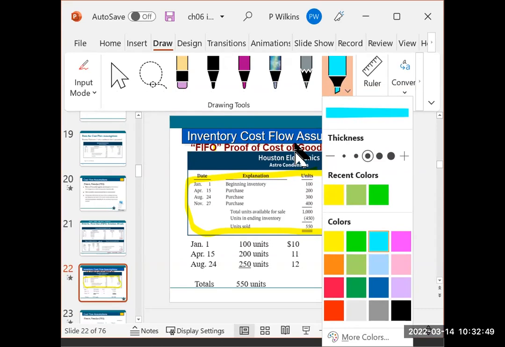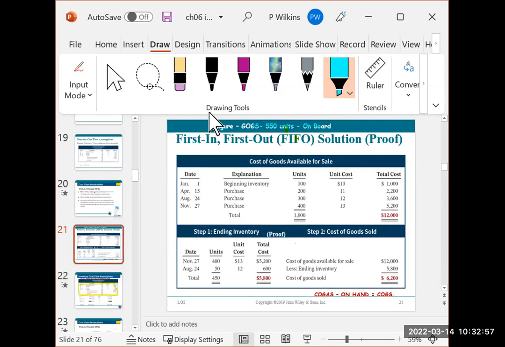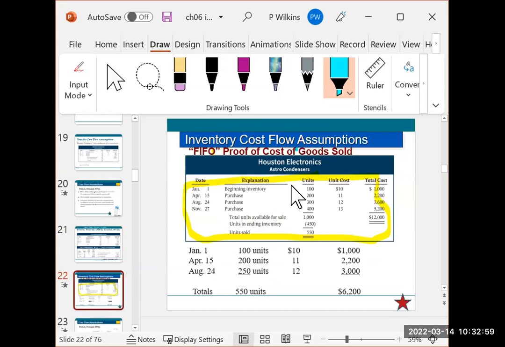Let's do the first one. How many units were sold? 550. I told you that on the last slide. 550 units were sold, right? So we're going to count from the top down until we get to 550 units. We take the beginning inventory, January 1, 100 units at $10 each for $1,000. Down at the bottom, you'll see my proof: January 1, 100 units, $10 each for $1,000.